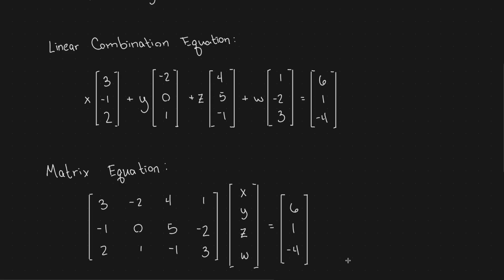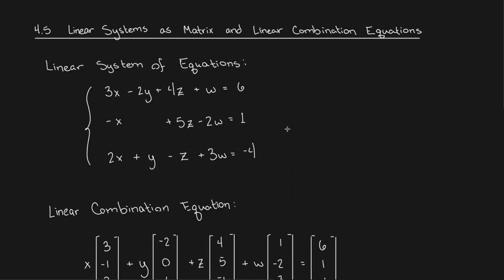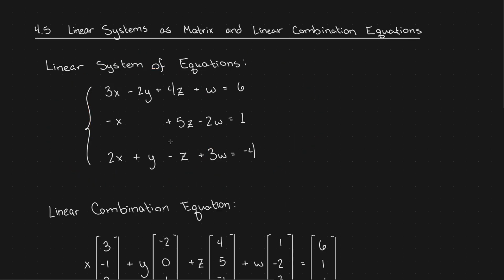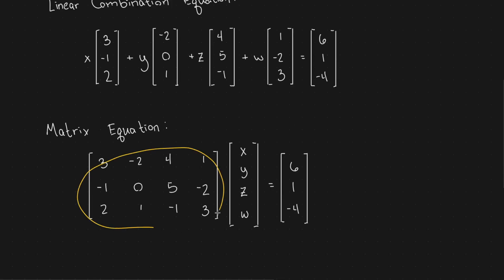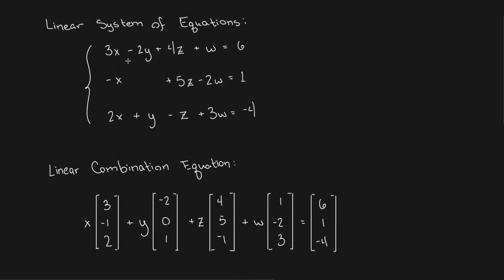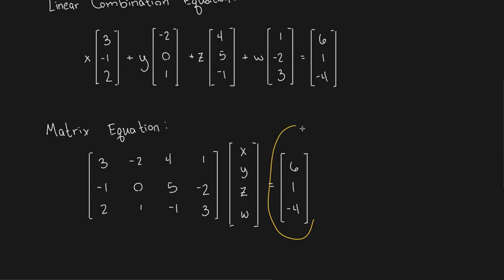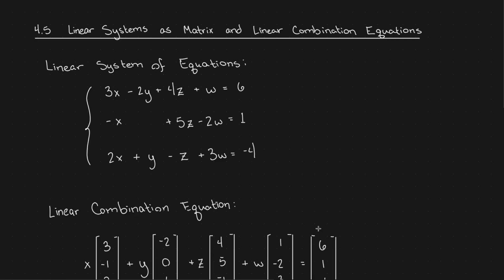Okay? So this is another way to express our linear system of equations. And so if we compare it to the linear system, the coefficients of the system are the matrix. Okay, this is just the coefficient matrix. These are the variables, x, y, z, w. And then on the other side of the equation, we have what's on the other side of the equal sign as a vector, 6, 1, negative 4.